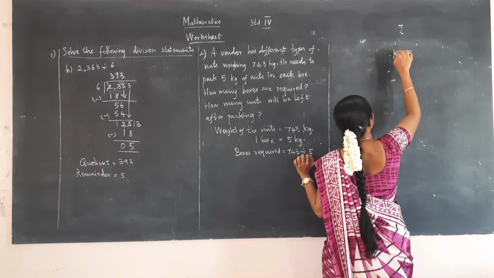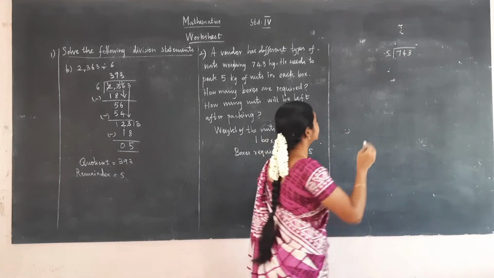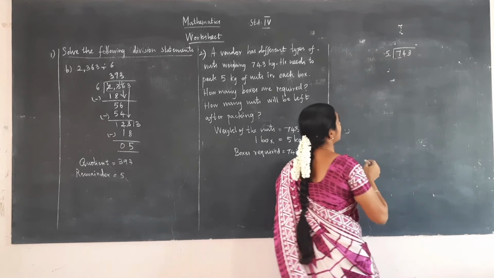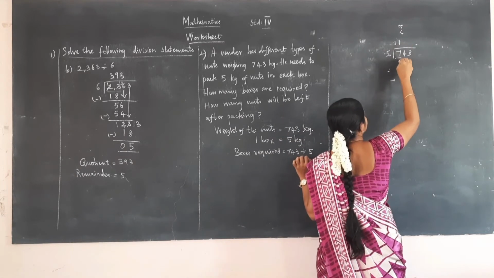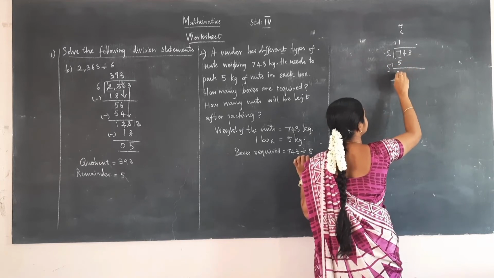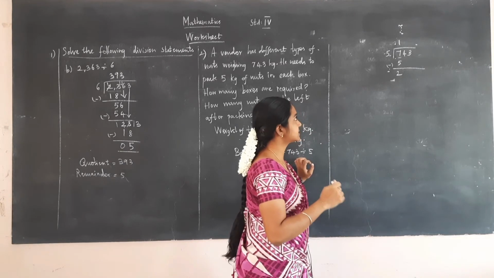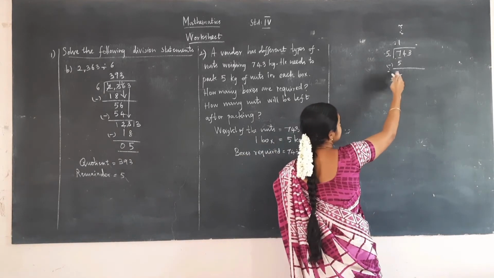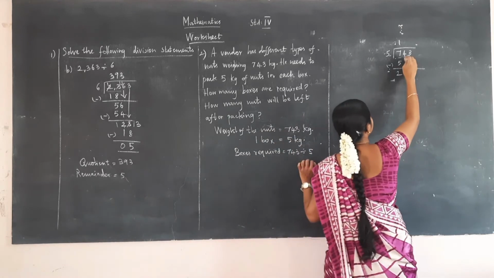743 divided by 5. First consider the first number alone, 7. 1 5 is 5. Subtract, 7 minus 5 is 2. 2 is less than 5, so the division we are doing is correct. We cannot divide 2 by 5, so bring down the 4.